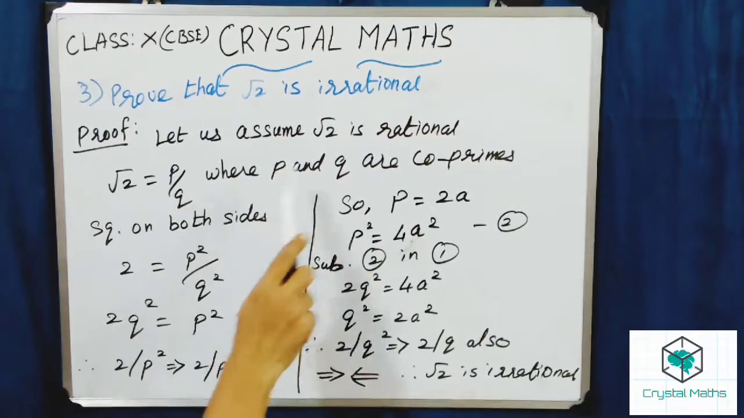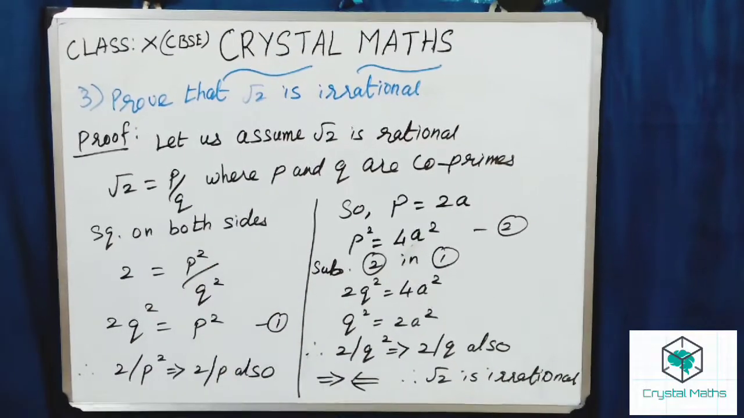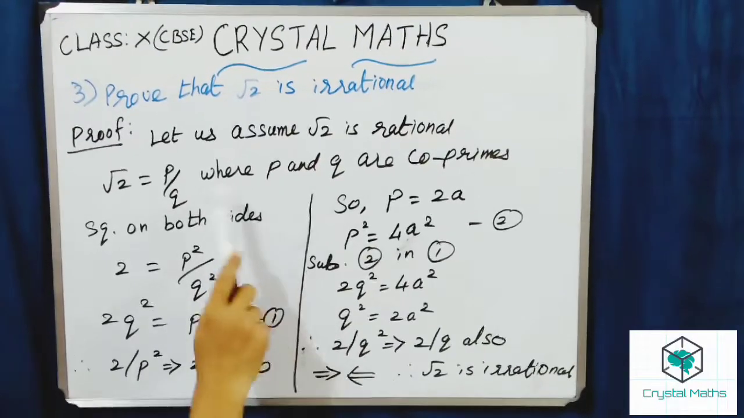Here we are saying p and q are co-primes. Co-prime in the sense it is the lowest form of this fraction. Further we can't proceed for simplification. That's the meaning of co-prime.